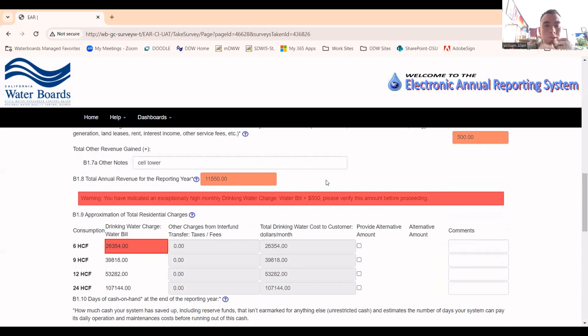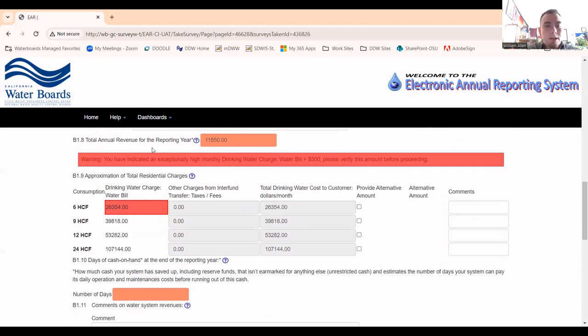And then it'll auto-summarize what you have inputted and basically give you what we think is going to be your total annual revenue for the reporting year. And then B1.9, this is the table where all of the data you inputted will produce an outcome.